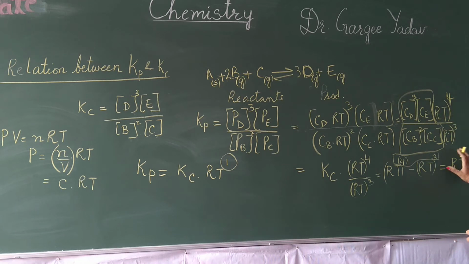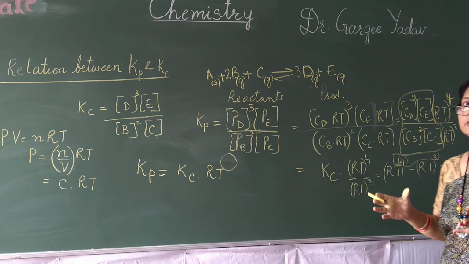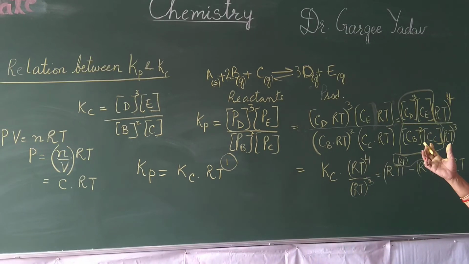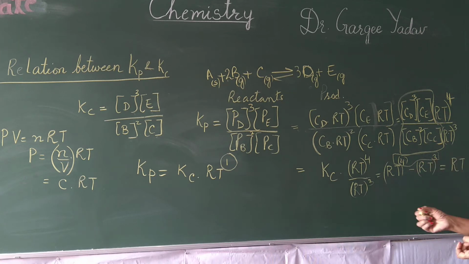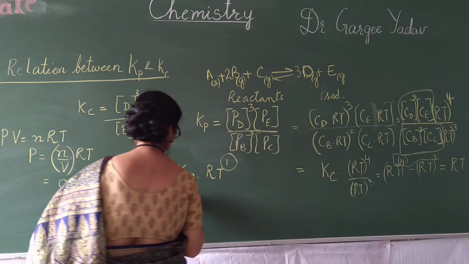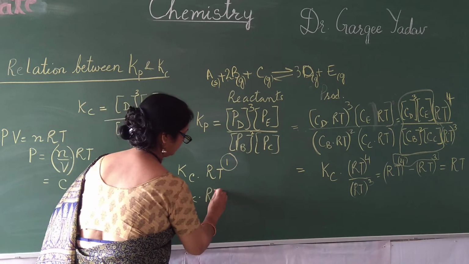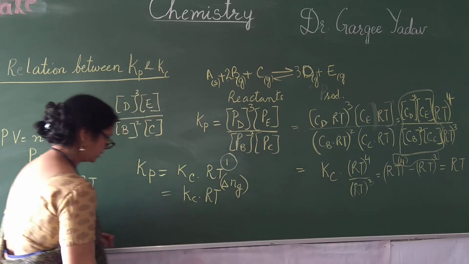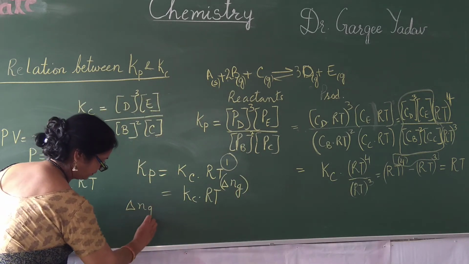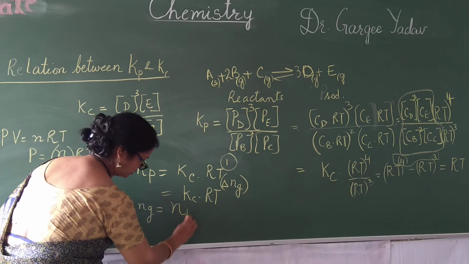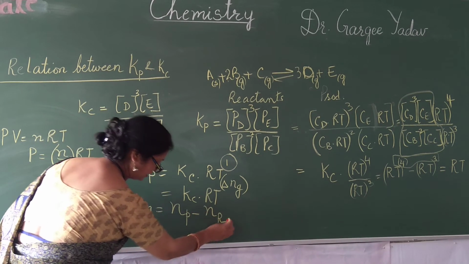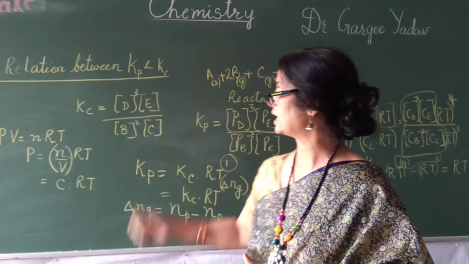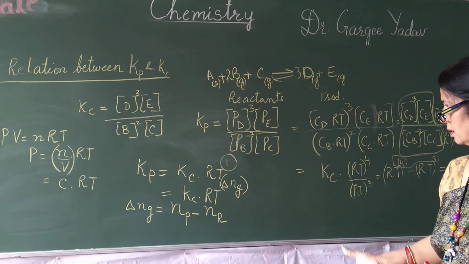So it is actually the stoichiometry, the difference in the number of moles of the gaseous reactants or the products. Only the gaseous entities have a say in this. RT is raised to the power delta Ng. And what is delta Ng? Delta Ng is the number of moles of the products minus the number of moles of the reactants, of only the gaseous entities in this reaction.